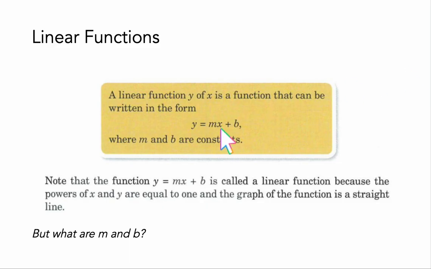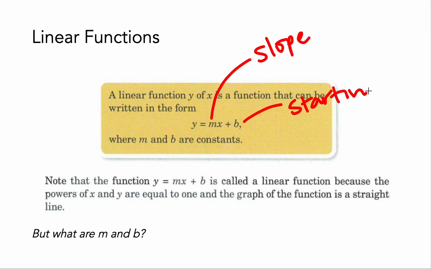Okay, so then back to your notes. What are M and B? The M is your slope, tells you how steep a line is, and then your B is the starting point. Okay, the slope is the rate of change. Tells you how much is changing each time.